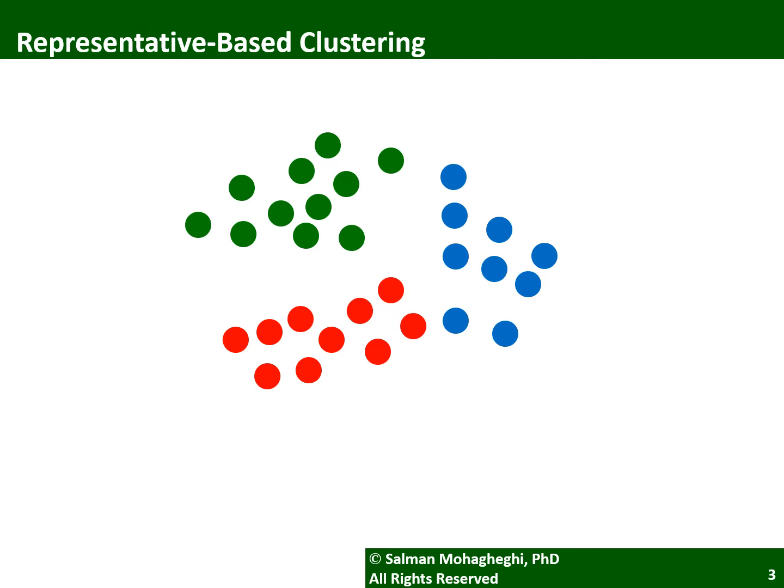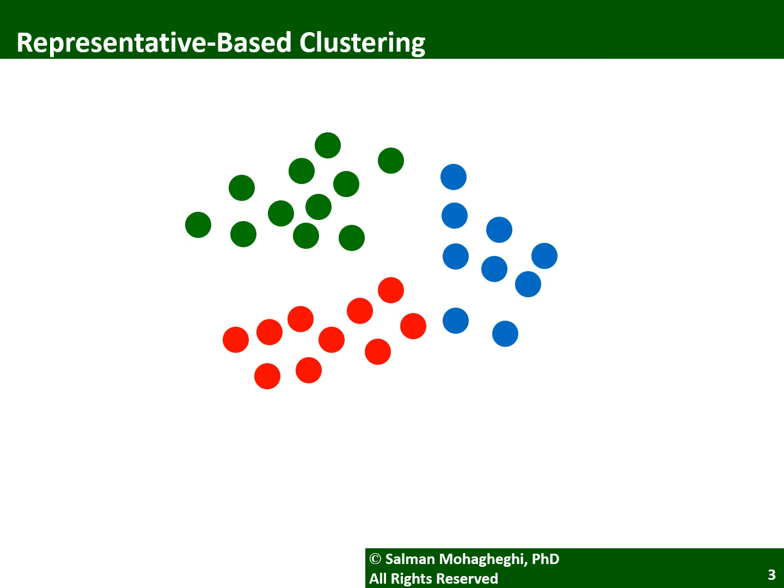Now, before we get started with the main topic of today's lecture, which is more advanced techniques for clustering, let's have a quick recap of what we talked about last time. In the last lecture, we discussed representative-based clustering as one of the most common techniques for clustering algorithms. The idea here is that for each class or each cluster, you want to find a representative that has the least distance with all other data points in that particular cluster.